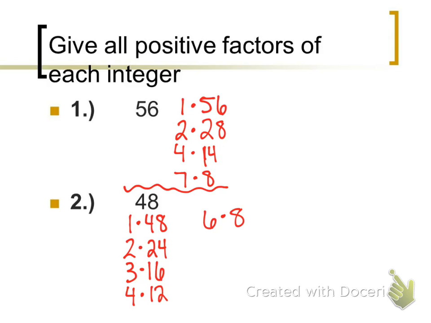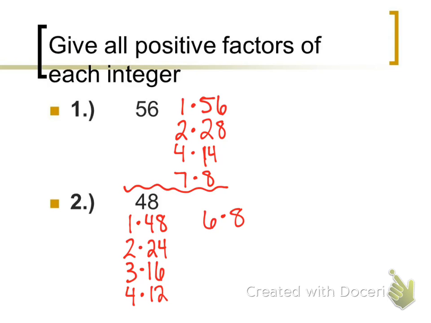After 6, I would check 7. Is 7 going to work? No, it is not. After 7, I check 8. Do I need to put 8 on my list again? No, so I am done. We got all of our positive factors for each integer. Questions about how we made those lists?